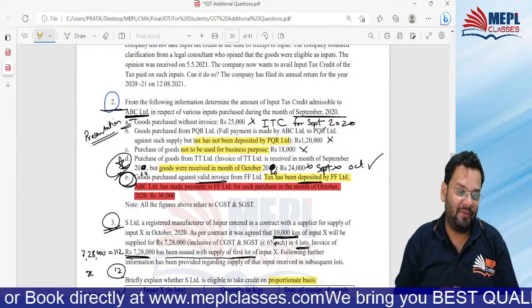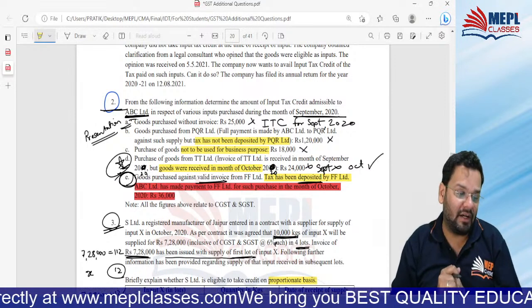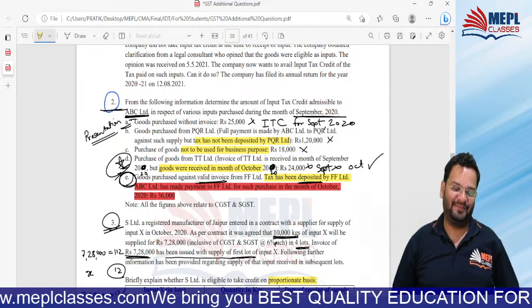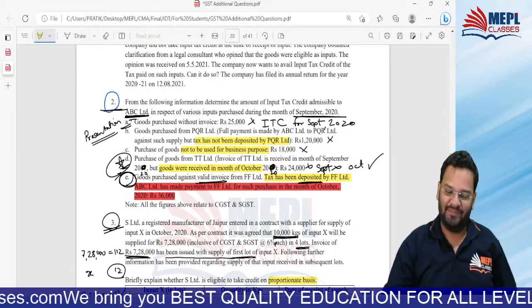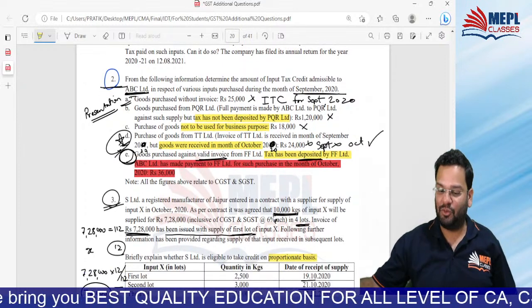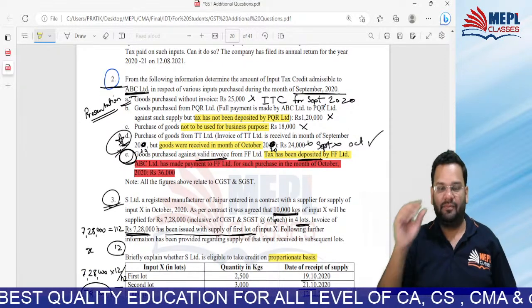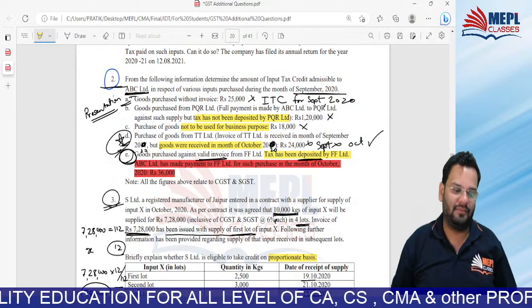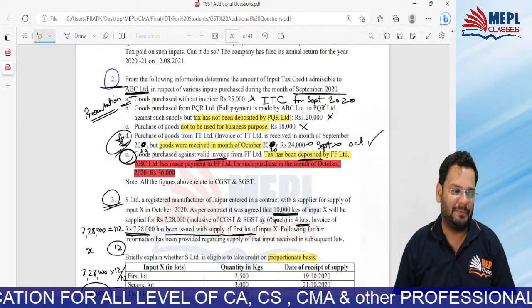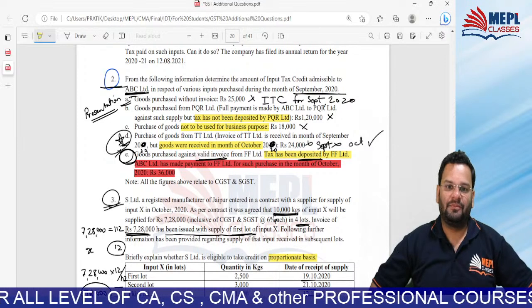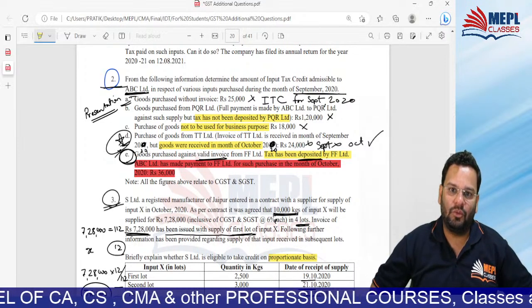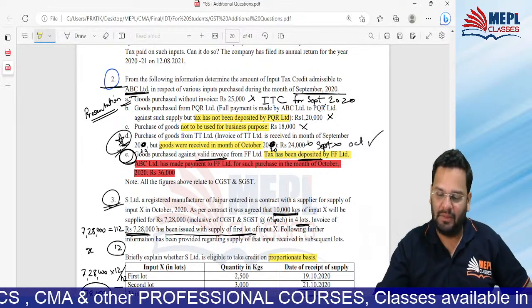Got it? Now Santosh ji and Ashwini ji, any doubt? Let me know. Now, do you have any doubt? Or any other doubt for that matter? Please let me know.